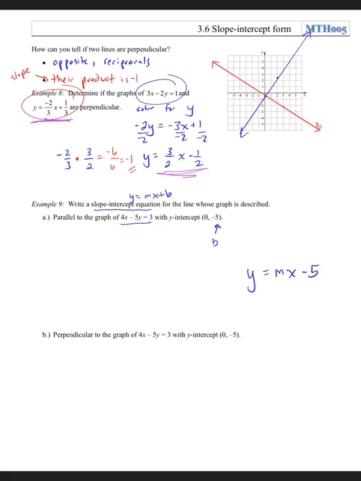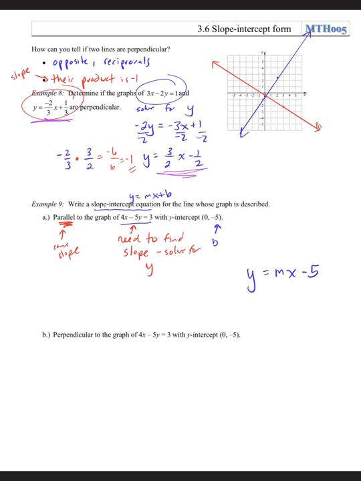Now we just need to figure out what our slope is. Well, parallel means that we want them to be the same. So the slopes have to be the same. So we need the same slope, but we need to find the slope of this. So what do we have to do? We have to solve for y, because parallel means same slope and different y-intercepts.